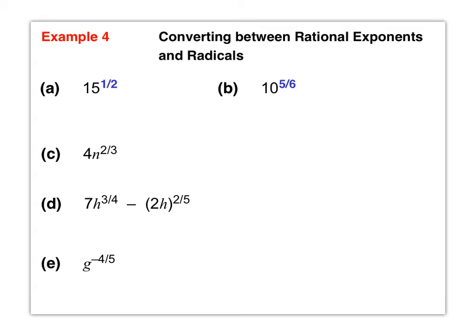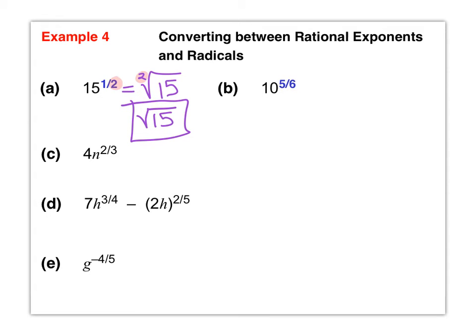Let's convert between rational exponents and radicals. 15 to the 1/2 power can be written as a radical, and that is the same thing as the square root of 15. The denominator of the exponent is the index. In this case, since the index is 2, we don't need to write that 2. A basic square root is automatically assumed to have an index of 2. So that's how we can write our answer as a radical.